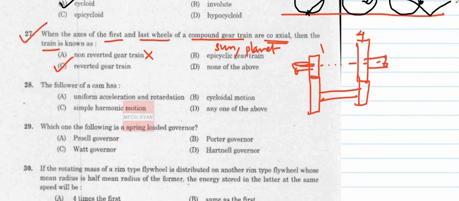Question number 28. The follower of a cam has option A, uniform acceleration and retardation. Yes, this is true. Cycloidal motion, this is also true. Simple harmonic motion is true. So any of the above is the right answer. Answer D.